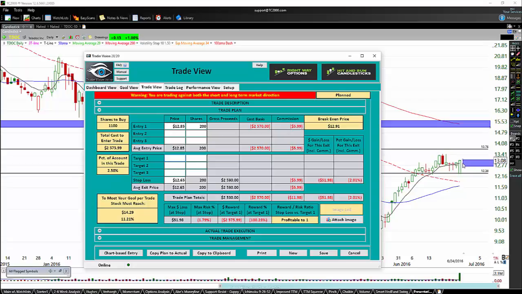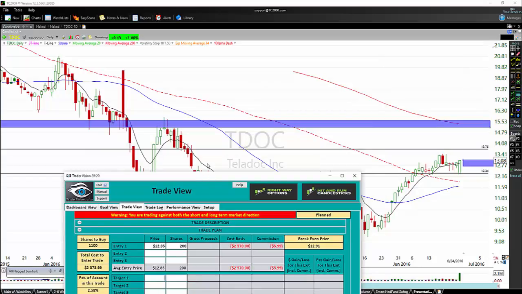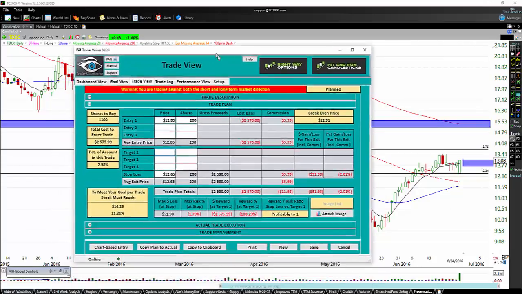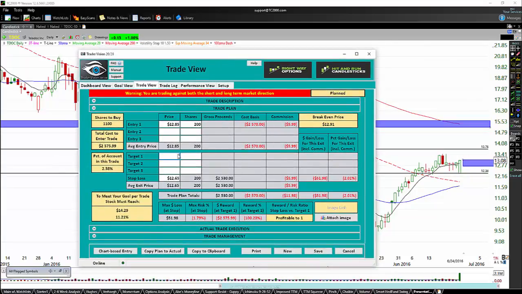If we enter within this box, where is our first target? Well, as you'll recall from the chart, I said it looks like we have some resistance right in this area. And so I'm going to put my first target in at $13.75. At that target level, I will sell half the position, and that would be a 6.34% gain.